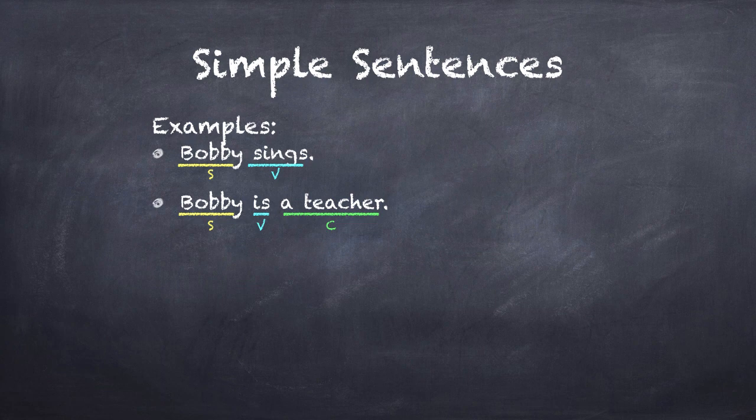It's not an object. A teacher is not receiving an action from Bobby. Bobby and a teacher are the same person. This is what we call a complement.